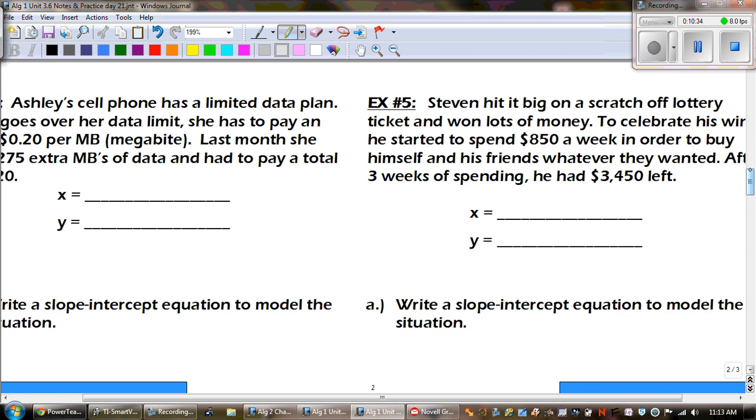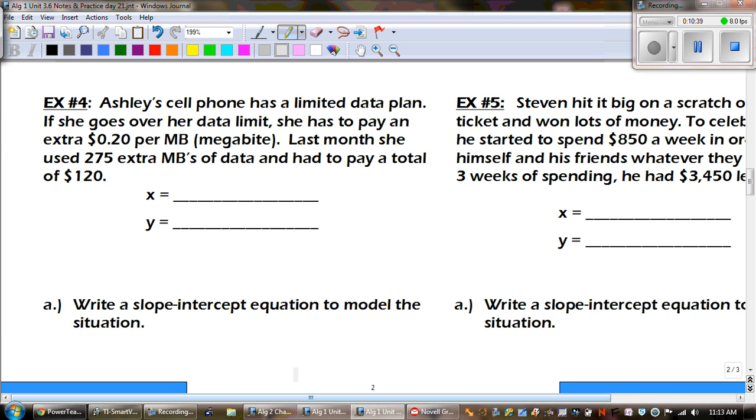Okay, so let's flip it over. Example number 3. Ashley's cell phone has a limited data plan. If she goes over her data limit, she has to pay an extra 20 cents per megabyte. Last month, she used 275 extra megabytes of data and had to pay a total of $120.